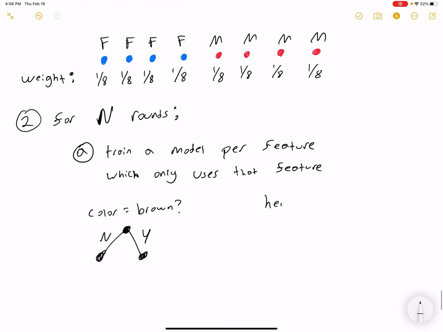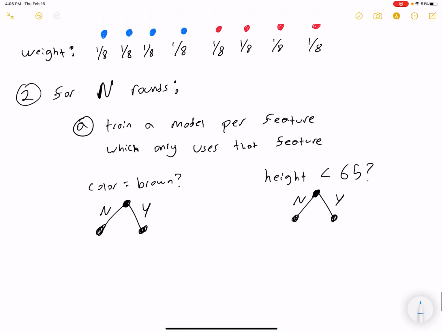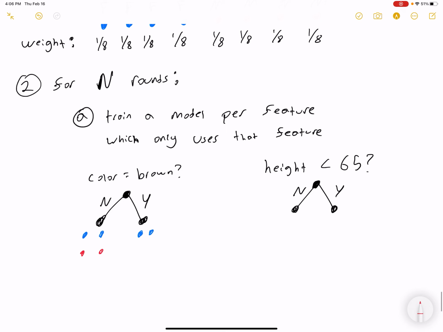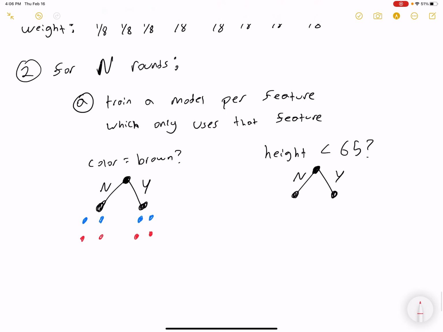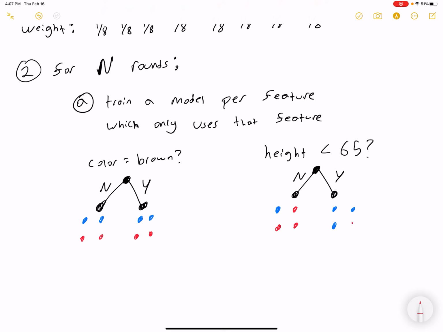And you might have, is the height less than 65? I know, that's kind of a lame example for that reason. So color equals brown might not have anything to do with gender, and so it splits up the data points evenly, so there's no information gain, that's to say. But maybe height might, in your data sets that you happen to collect, split things up better. And so, you know, things might be split in that way.